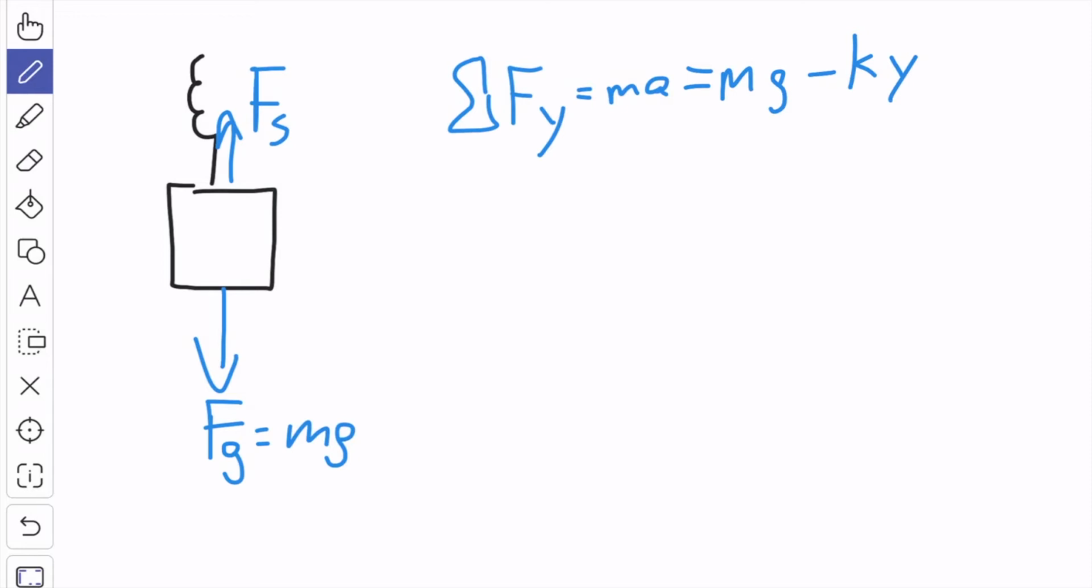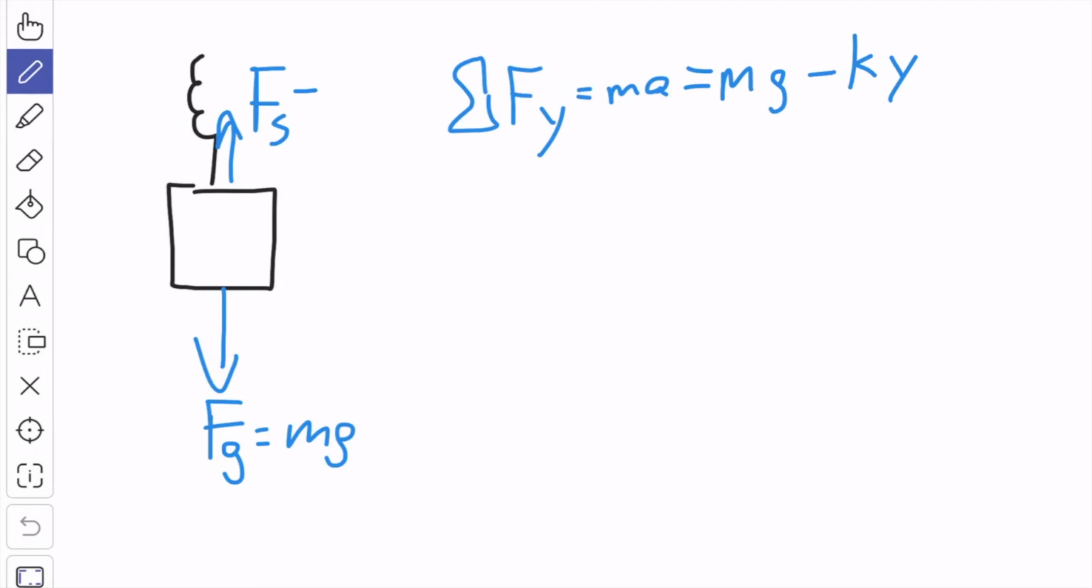By the way, I guess I better mention the ky comes from the fact that Hooke's law says spring force is equal to k times the displacement. Now in the past, we've always used x, but since we're now dealing with the vertical direction, we're going to change x and make it y.